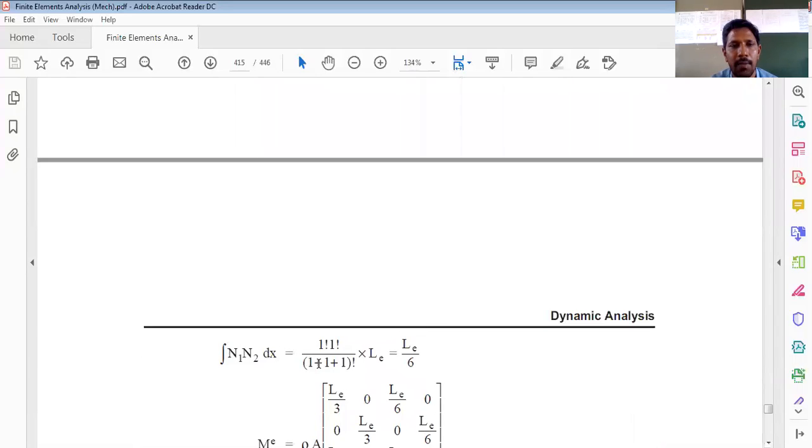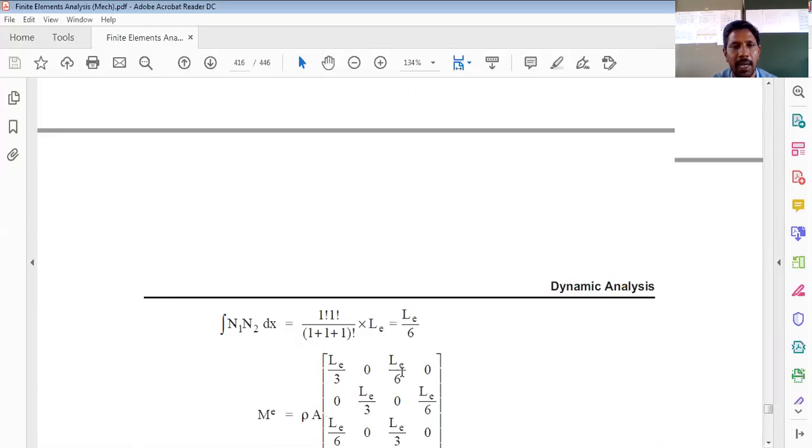And for N1, N2, it is the power of N1 and N2, which is 1 factorial and 1 factorial. You can say it is integration of N^m N^n into dx. So that is m factorial n factorial divided by m plus n plus 1 factorial into that particular length. So the coefficient of N1 N2, that is power of N1 N2 is 1 factorial times 1 factorial divided by 1 plus 1 plus 1 factorial, which comes out to be L by 6.